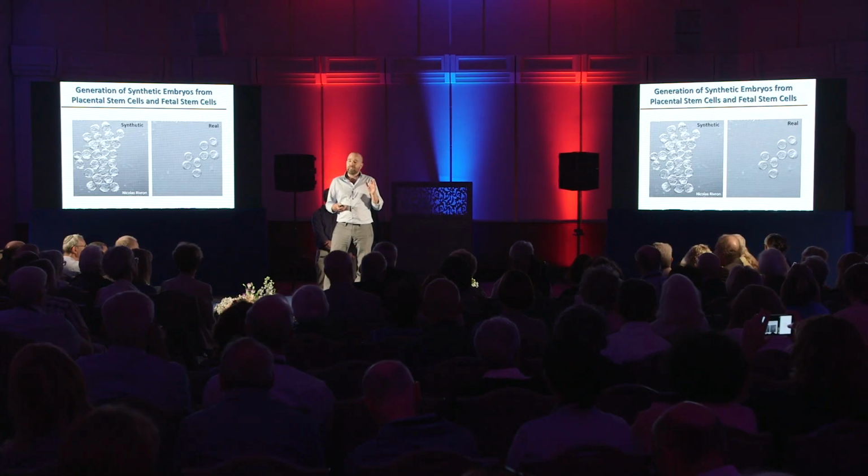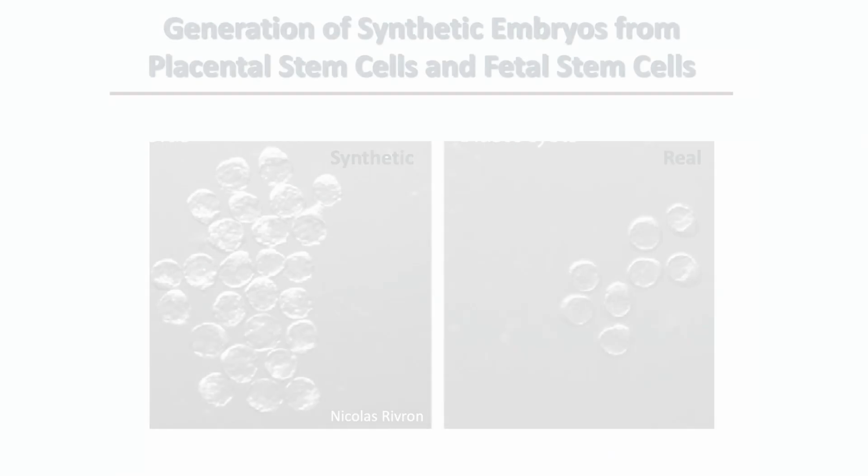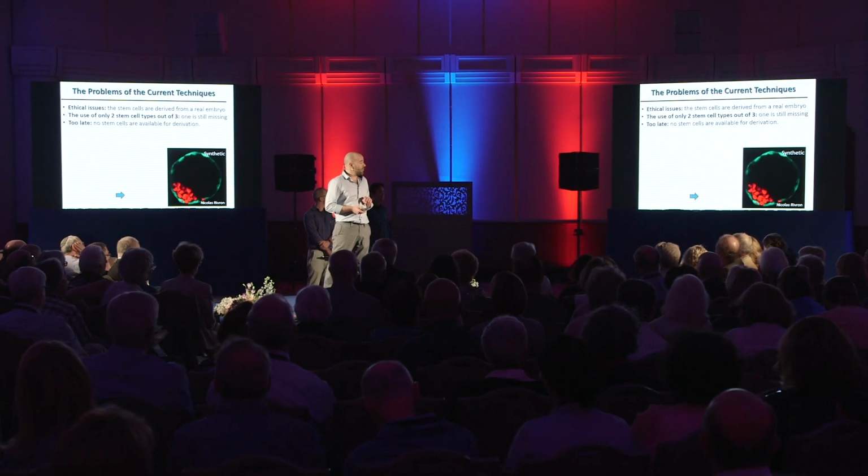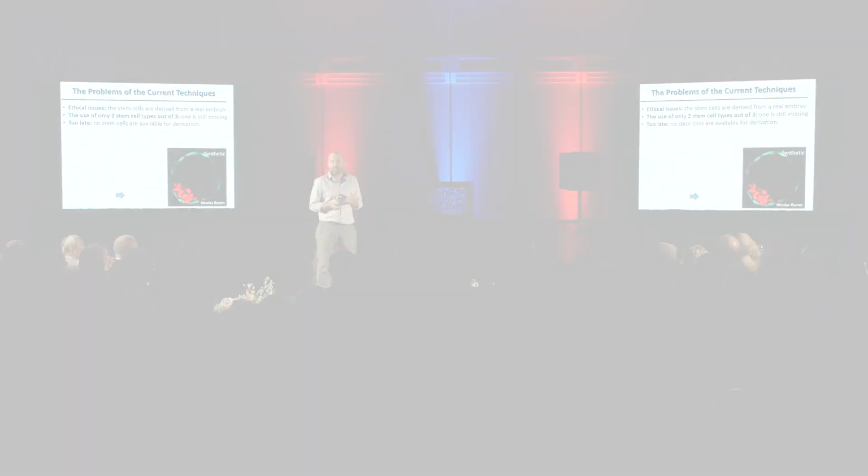A year ago, a really amazing groundbreaking discovery has been made by 2 British scientists. They showed us that it is possible to take placental stem cell and fetal stem cells, combine them together in the culture, in the plate, and these cells knew by themselves how to reorganize themselves into an artificial embryo, embryo-like structure. Here in the left, you can see the synthetic embryos, and in the right, you can see an embryo, a real embryo. However, there are few limitations for this technique.